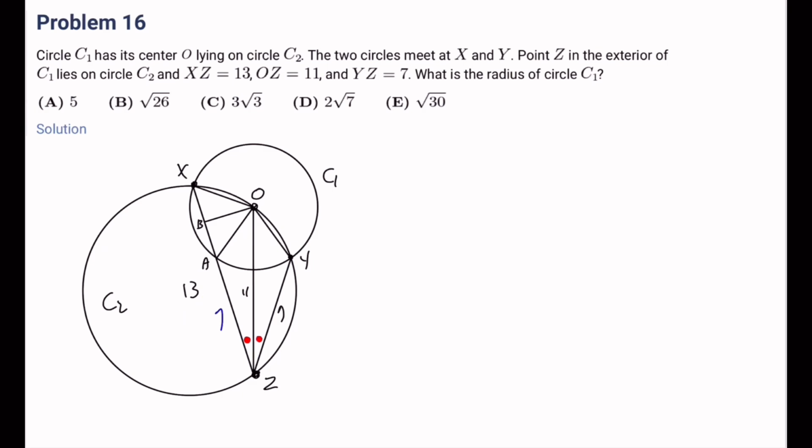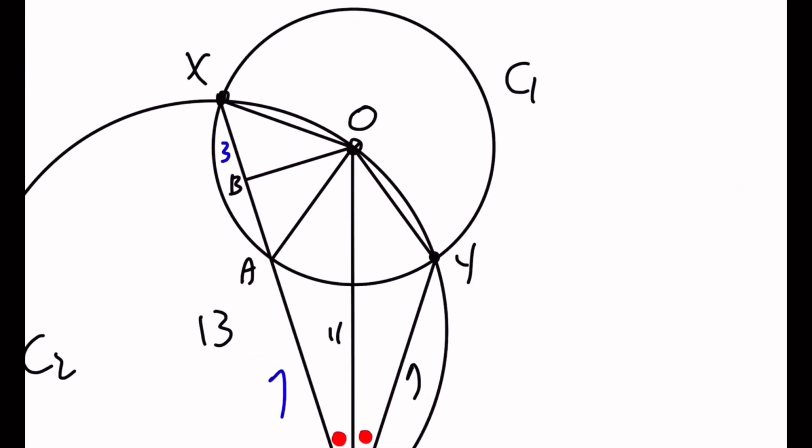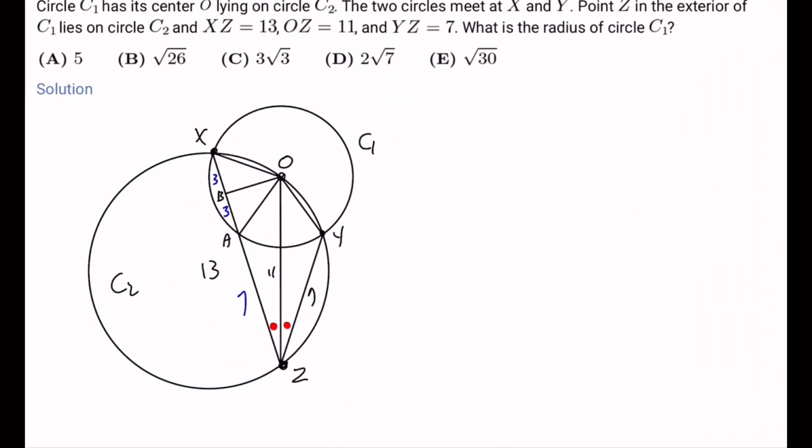And so by that we can see that AZ is also 7, but then since the whole thing is 13, that means this much is 6, but then since this is divided into 2, we get 3 and 3. So that means that XB is going to be 3 and AB is going to be 3.